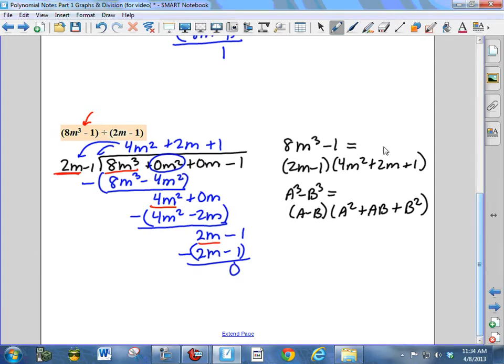Now, we've only been dividing by binomials, but you could also divide by a trinomial. For example, I could have done 8m cubed minus 1 divided by 4m squared plus 2m plus 1. In that case, every one of these things I'm subtracting would be a trinomial. I'd just keep subtracting trinomials, and I would end up getting 2m minus 1 as my answer. So I can go either direction with that.